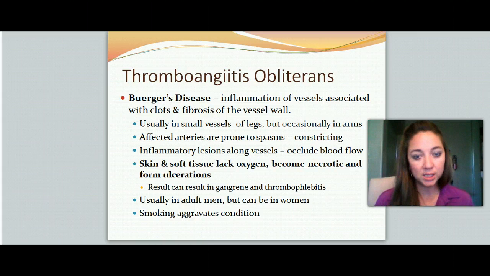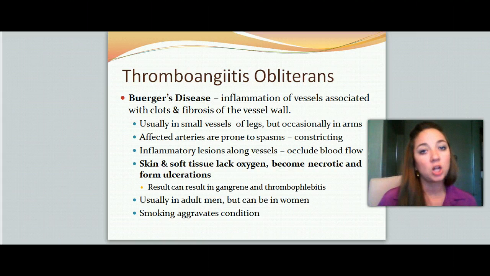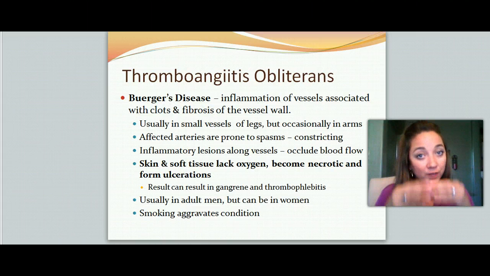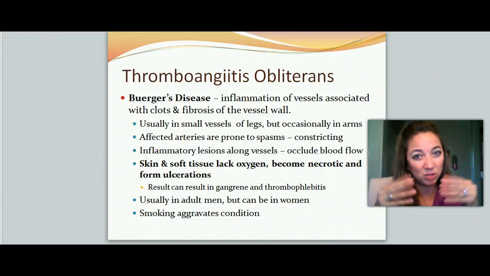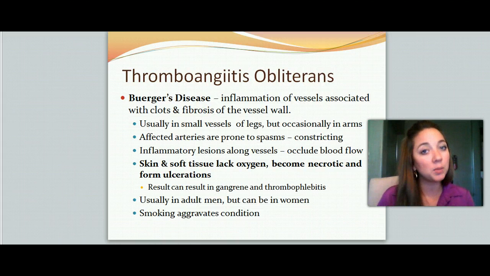So Buerger's disease is inflammation of the vessel wall associated with clots or fibrosis of the vessel walls. So inside of those vessel walls, you've got clots or fibrosis of some kind, which is like thickening and scarring, ending up with inflammation. It's usually going to affect the smaller vessels of the legs, but occasionally it can be in the arms.